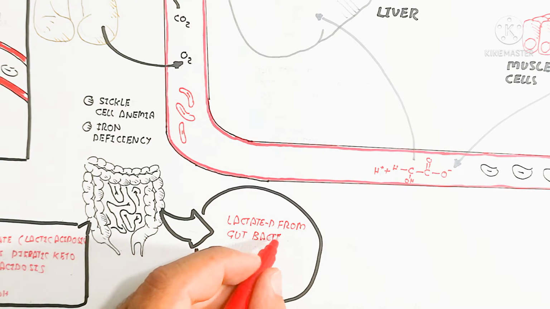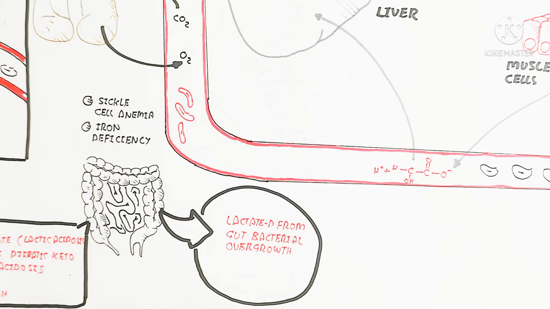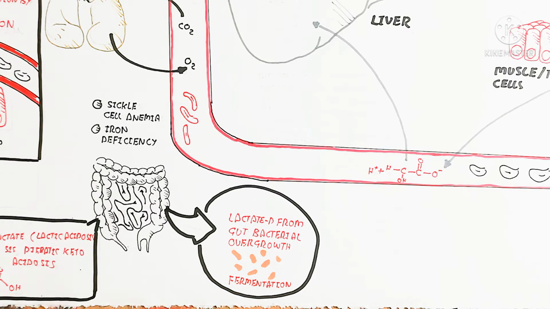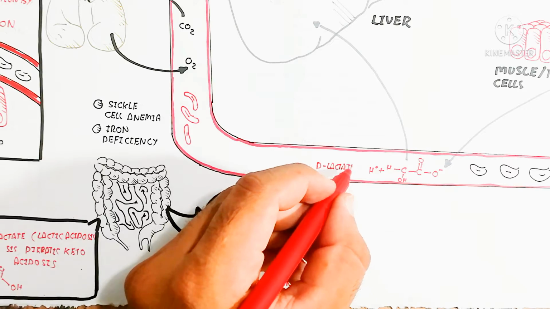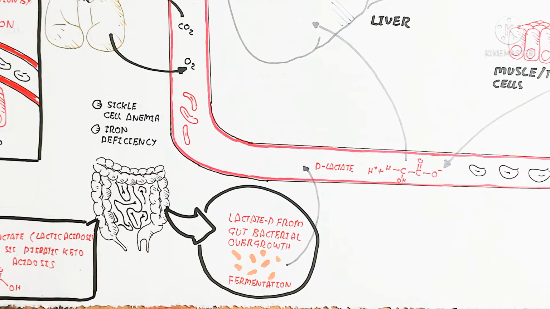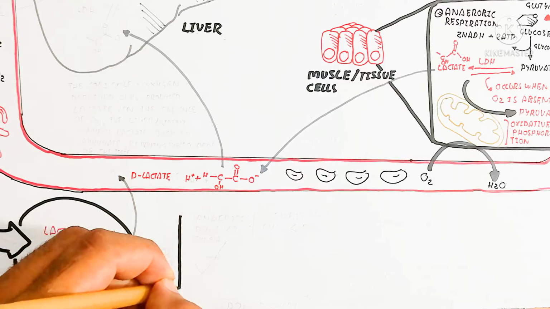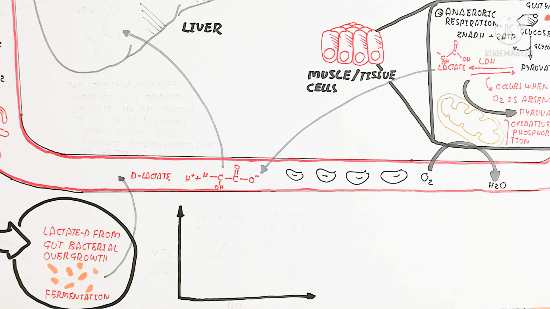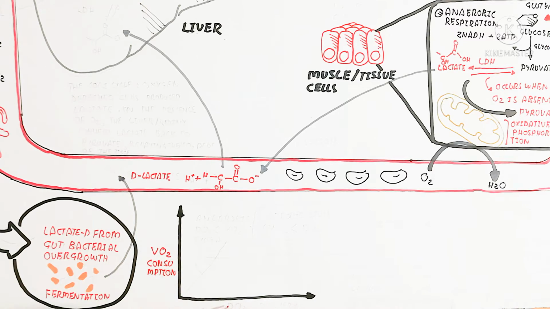So here, D-lactate will be formed. The D-lactate forms from gut bacteria overgrowth. The fermentation occurs in the absence of oxygen. The bacteria produce D-lactate, which moves into the blood after absorption. That absorption leads to an increase in D-lactate. So anyhow, the lactate is basically from gut bacteria overgrowth, and that is one more reason for it.